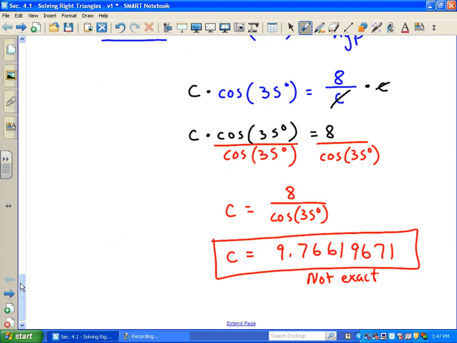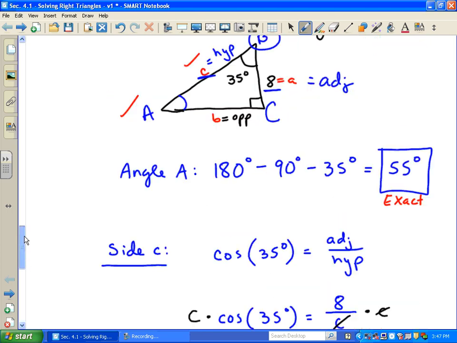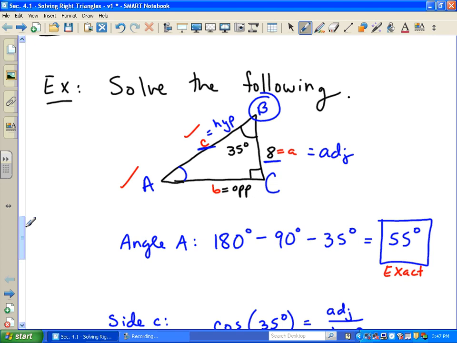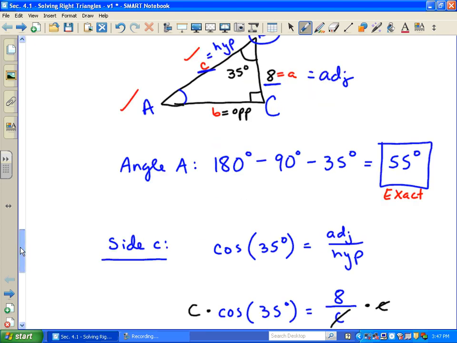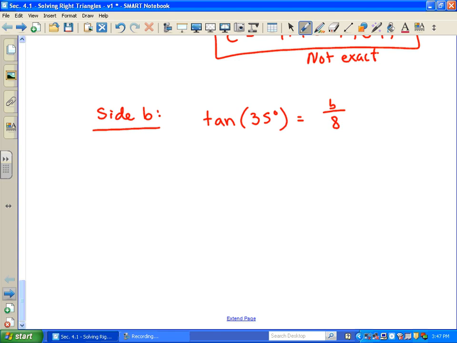So to find side B, I can say that tangent of 35 degrees equals, and then scrolling back up, tangent we know is opposite over adjacent, so that would be B over 8. Now to solve that for B, we want to multiply both sides by 8.